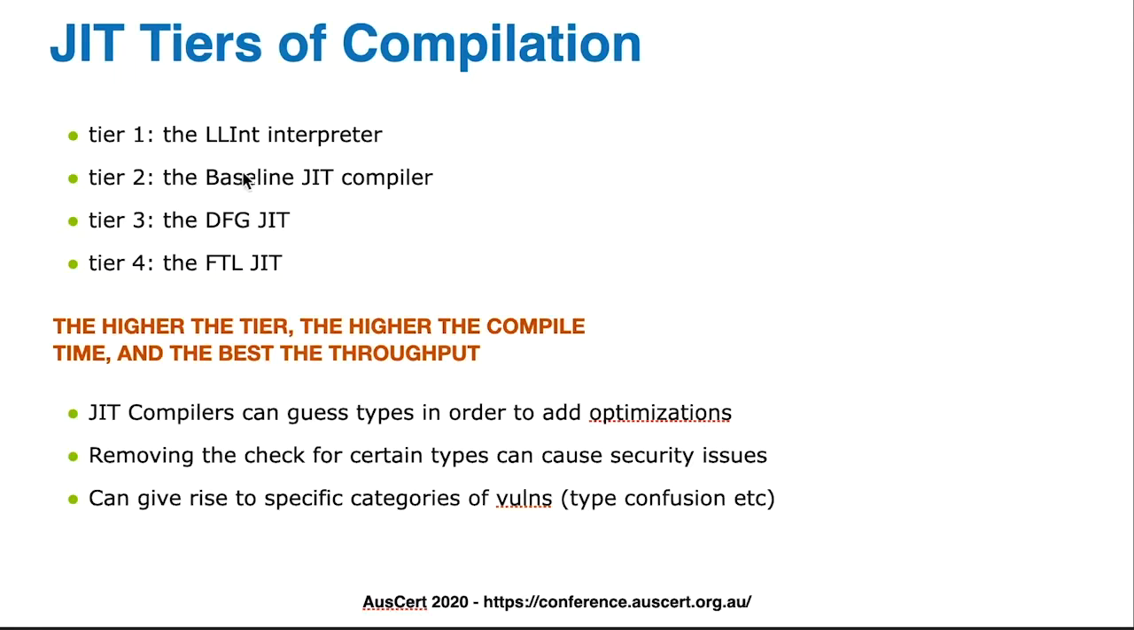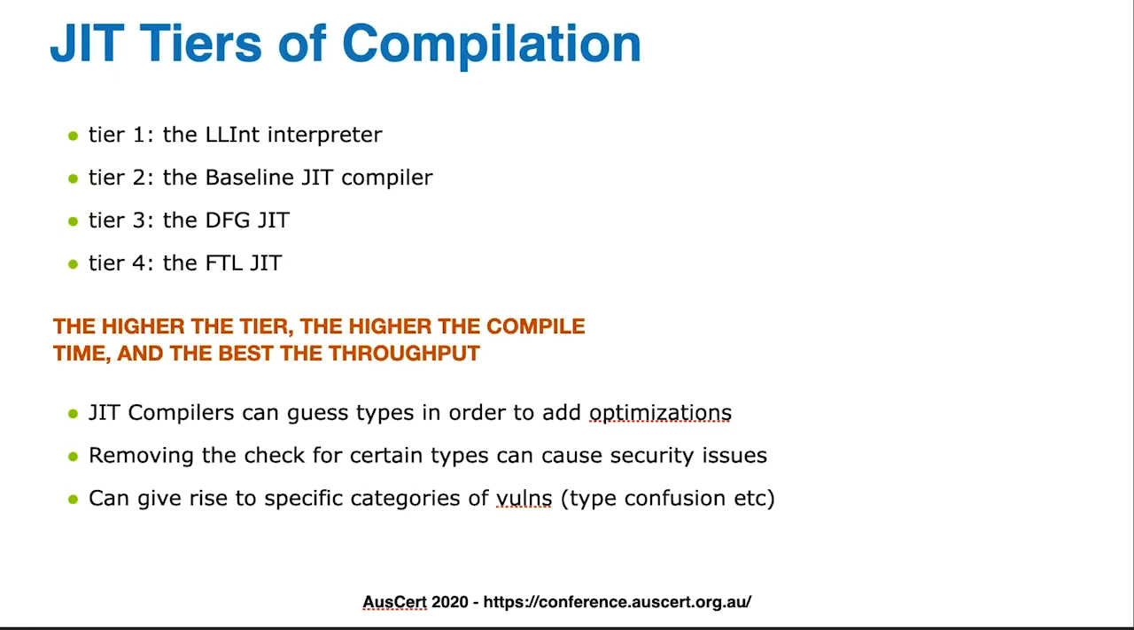So for example, if we have a function which is getting executed, let's say 100 or 200 times, it might be sent to tier 2. But if it's now executing 1000 times, so it needs more optimization, it will be sent for tier 3. And for more, it will be sent for tier 4. So the higher the tier is, the higher will be the compile time, because the JavaScript core will try to do as many optimizations on it as it can. However, in the end, it will lead to the best throughput.